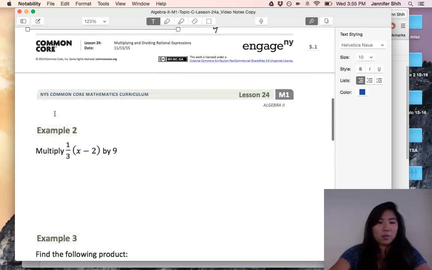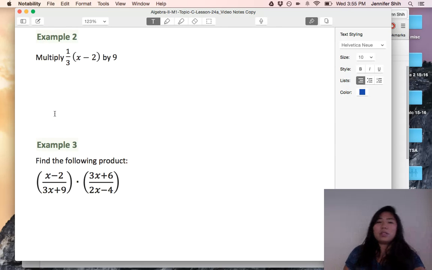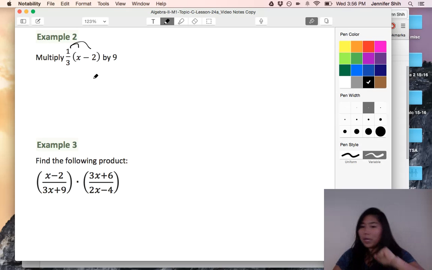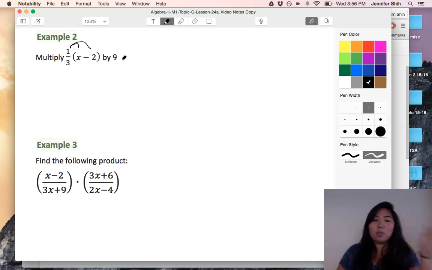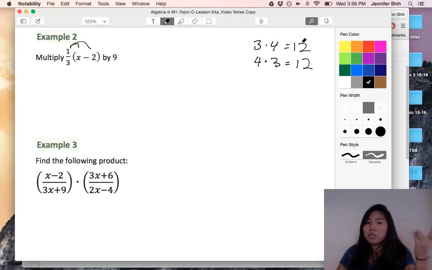So let's keep practicing. We have just 3 examples. And the first one is multiply 1/3 times the quantity x minus 2 by 9. And at first you may think, oh yeah, I'm just going to do my distributive property, and then you're like, it's a fraction, it's okay, but I can multiply it. But I'm here to tell you that there are some properties with multiplication where, for example, if we had 3 times 4, and that's equal to 12, if we multiplied 4 times 3, it is still equal to 12. So we can move the factors around. They can commute. The factors can commute, and you will still have the same product.